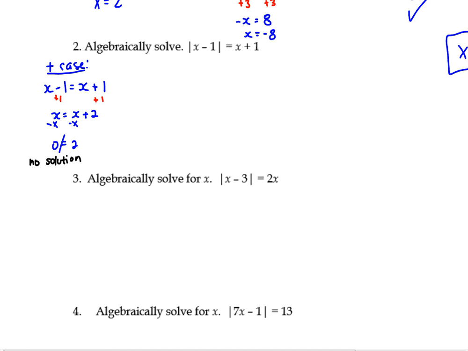Are we done? No, we have to check which case. Negative case. So if x minus 1 is less than 0, we multiply it by negative 1, and then that would give us positive. Okay, distributive property. Now what? Minus 1? Which one? Sure, that's fine. It's okay. Negative x equals x. Now what?